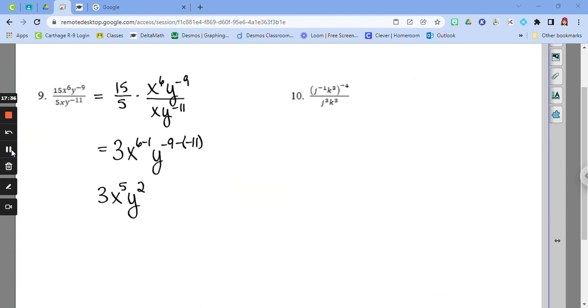On number 10, ones like number 10 can be difficult to work with, especially if there is any kind of a number in front. We have a whole negative exponent right here. So do we work with it as it is, or do we move it so that negative 4 becomes a positive 4? Which way do you want to do it?